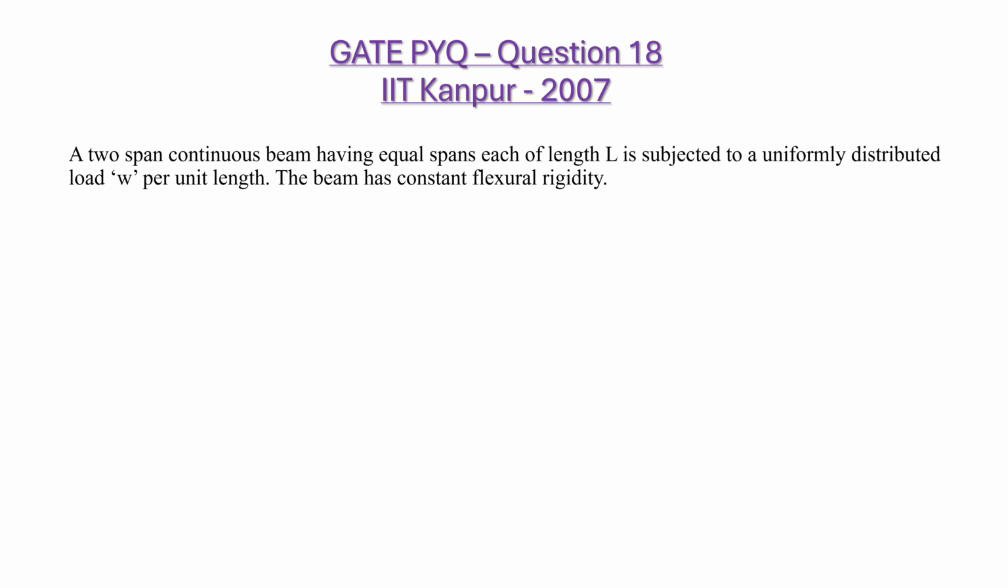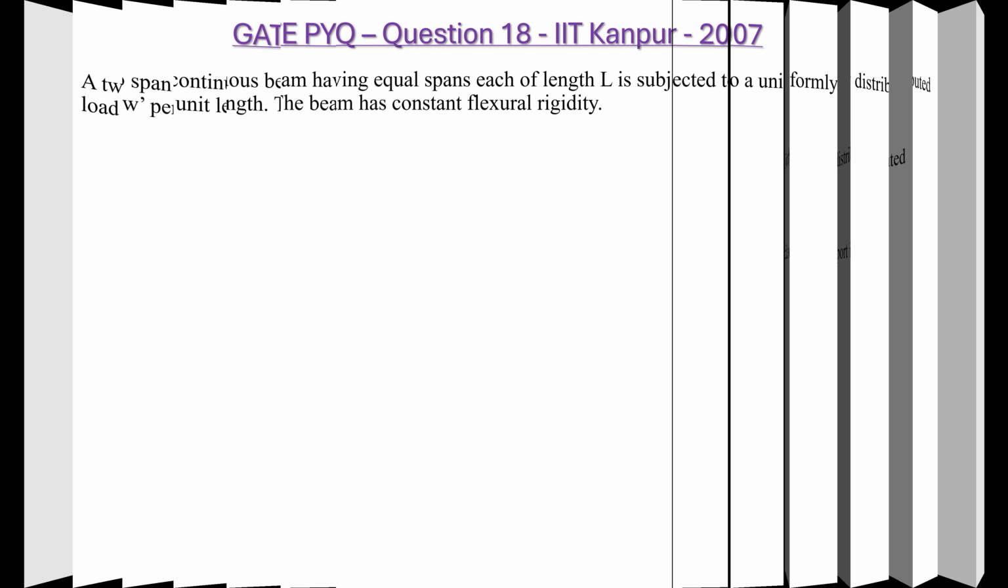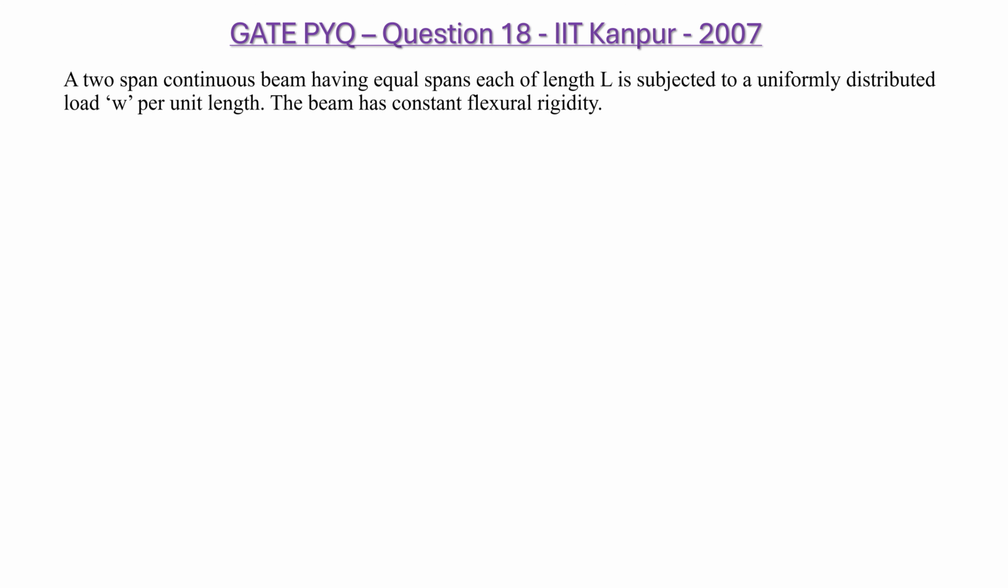This question consists of two parts. First one is we need to find reaction at the middle support, and second one we need to find bending moment at the middle support. Take a quick look at the given options for both the parts. Let us visualize this problem. It is a continuous beam with two equal spans and it is loaded with W kilonewton per meter throughout.